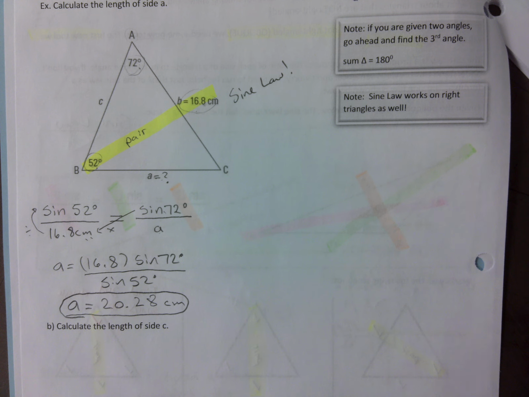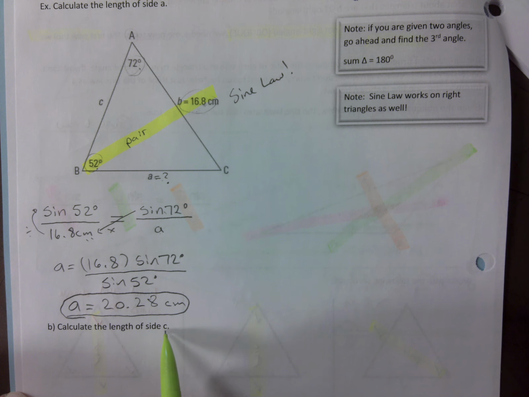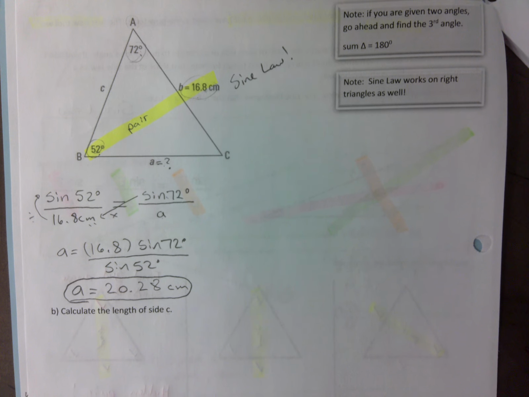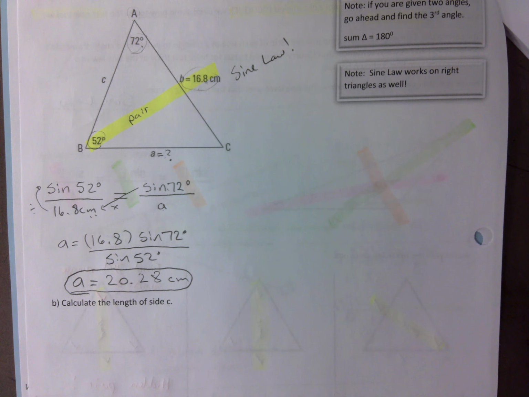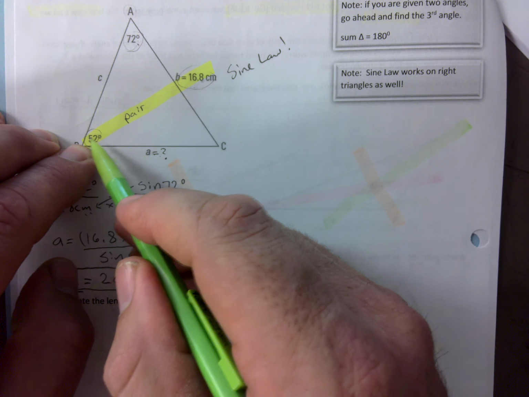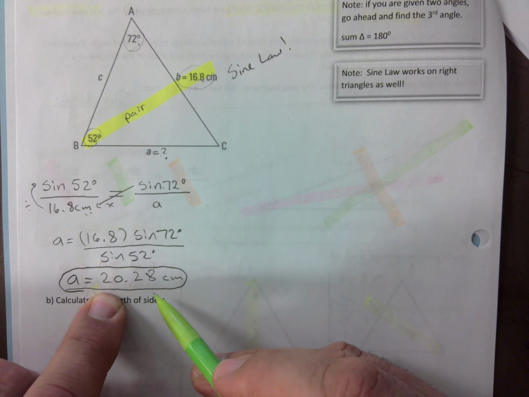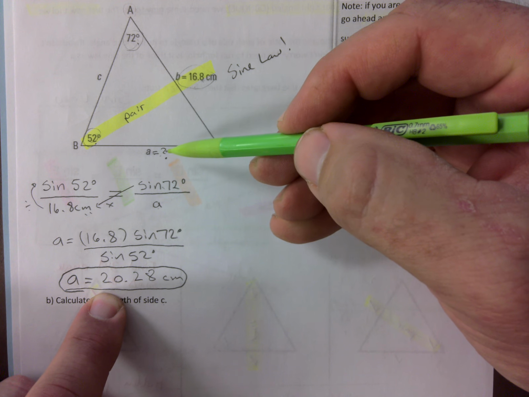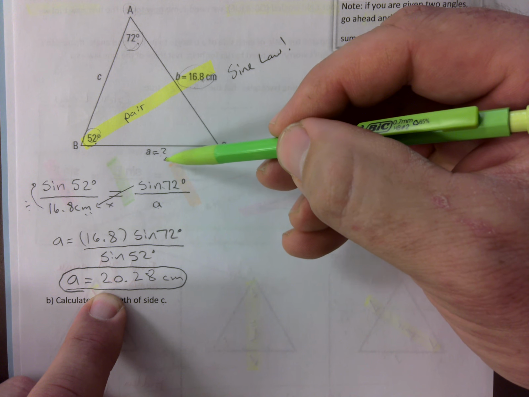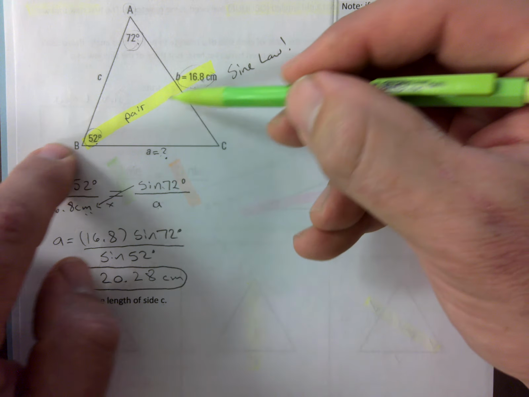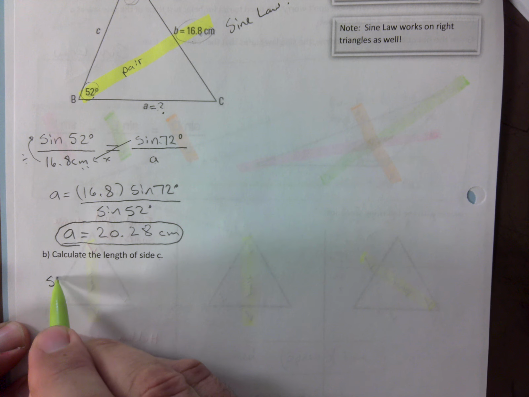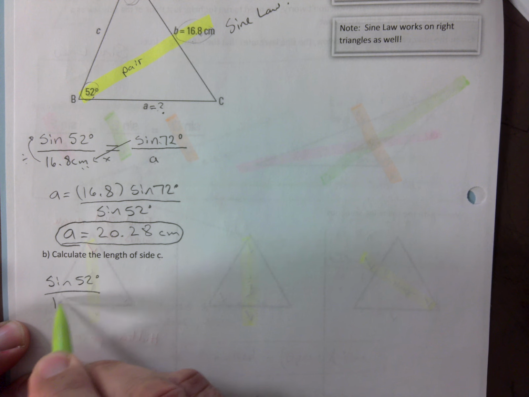What else? What does it ask next? Calculate the length of side C. So now we want this one up here. Guess what I do, folks? I use the same pair that I got from the very beginning. I don't mess with that. I like to keep the one that I knew just in case I made a mistake. Because guess what? Do you have another pair now if you find A? Absolutely. Could you in theory use that one? Absolutely. But I tend to stick with my original pair. Okay? So, watch this. Sine of 52 over 16.8.